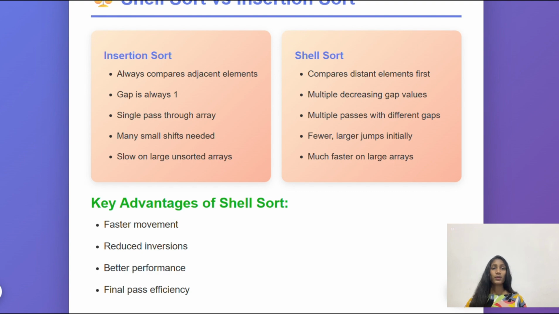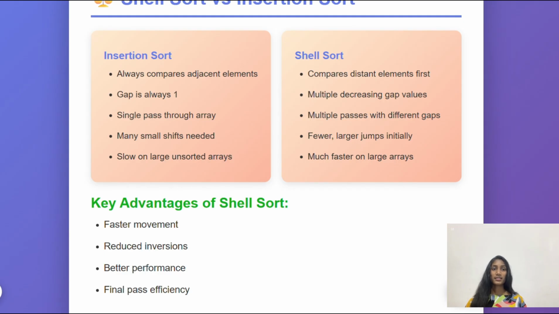Now, let's look at shell sort. Shell sort starts by comparing distant elements first, not just adjacent ones. Instead of using a single gap, it uses multiple decreasing gap values.